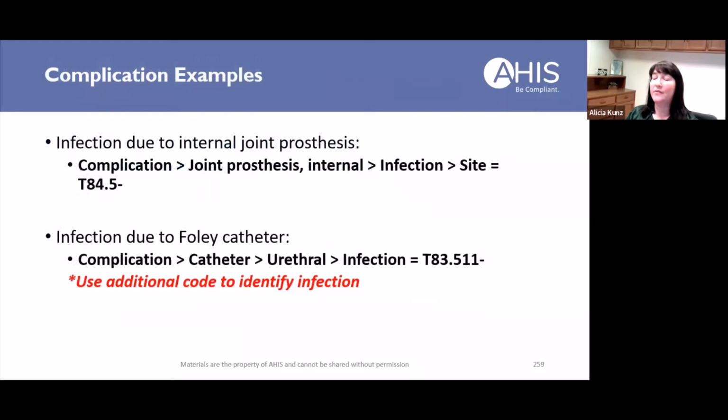Here is an example. We have infection due to internal joint prosthesis. So you start with the word complication, then joint prosthesis, internal, infection, and then the site, and that takes you to a T84.5 code. And then infection due to a Foley catheter, it's also a complication, catheter, urethral, and then infection to take you to a T83.511 code. And if it's an infection, remember, any infection code is going to either be a combo code where it tells you what the causal organism is, or it's going to ask you to use an additional code to identify the infection. And these complication infection codes are no different. They're going to ask you for the same.